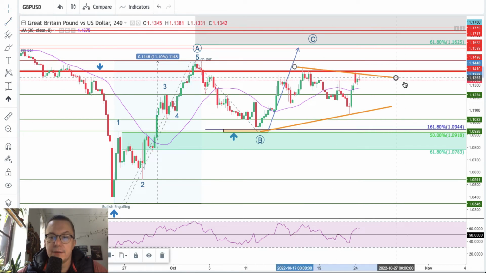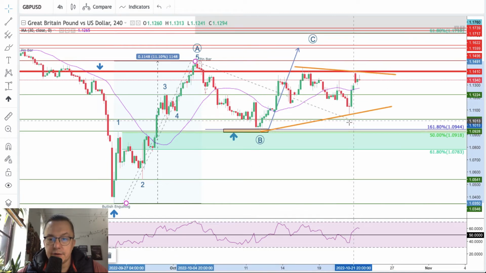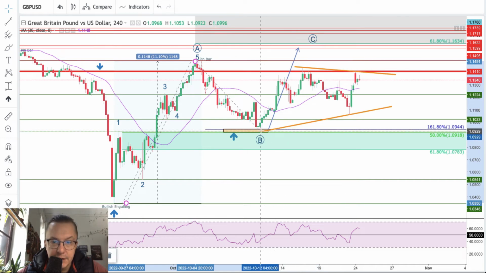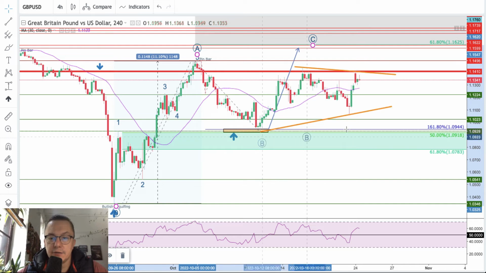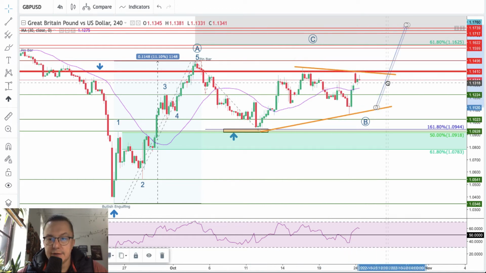It's only a 4 hour pattern, so let's stick the Fibonacci where it is right now. Okay, let's leave the Fibonacci. Let's move the wave B here. So if that's a triangle, it doesn't have to be, but if it is, then the low is here, of course. So that's wave A, wave B, wave C, wave D. We need one more wave to the downside, and a breakout to the upside.